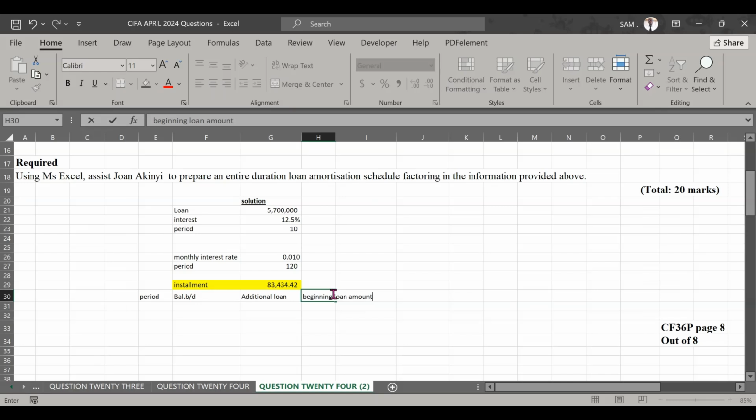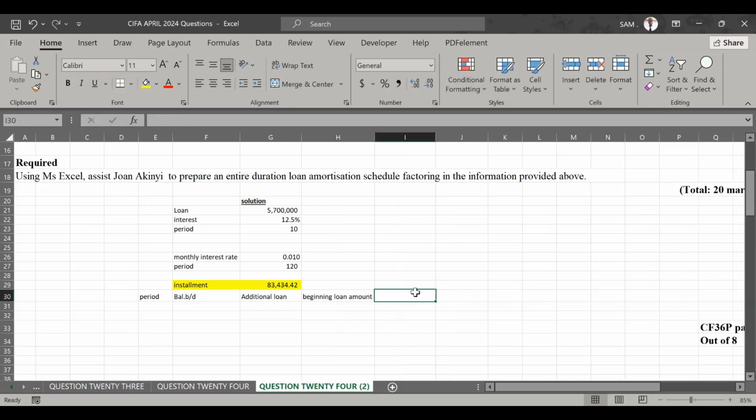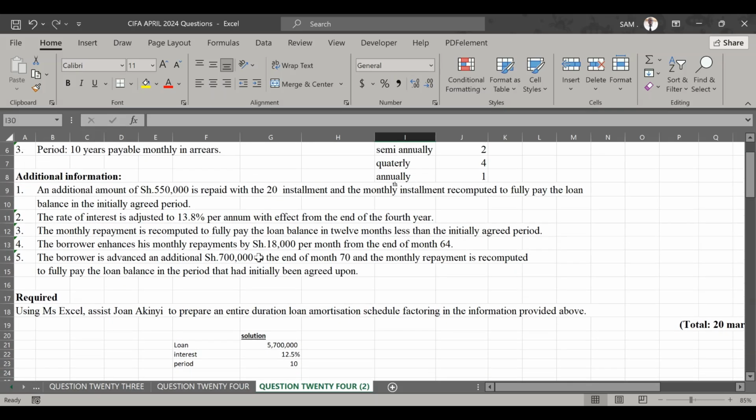Beginning loan amount, like that. That is the next column. Then with the beginning loan amount, you start asking yourself, what am I repaying back? What am I repaying back? Now, if I can ask us to look at additional information number 2, there is something interesting that I would want us to pinpoint there.